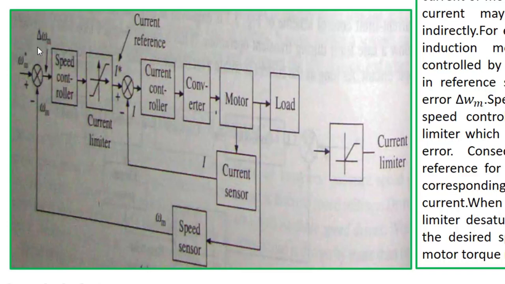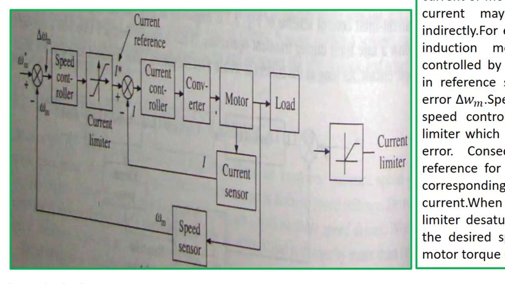Now this error may be positive or negative. Positive error means we have to accelerate the motor. Negative error means we have to brake the motor. In both cases, whenever the desired speed or close to the desired speed is achieved, this controller will desaturate and the motor will run at constant speed. Or you can say the equilibrium point is achieved when load torque is equal to motor torque.